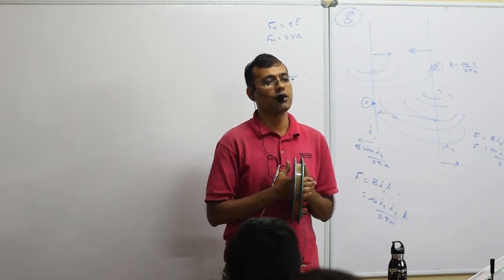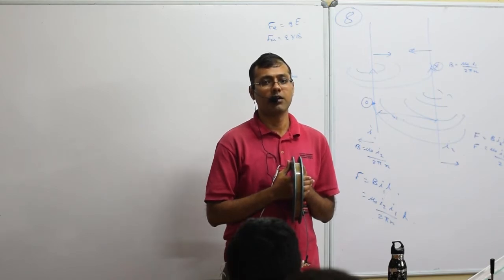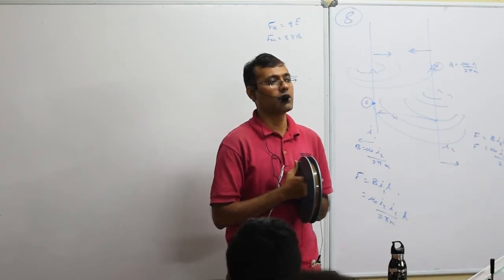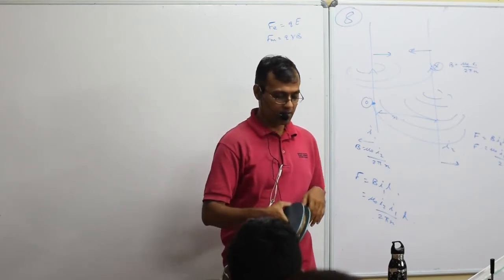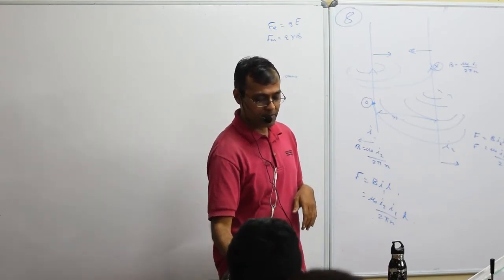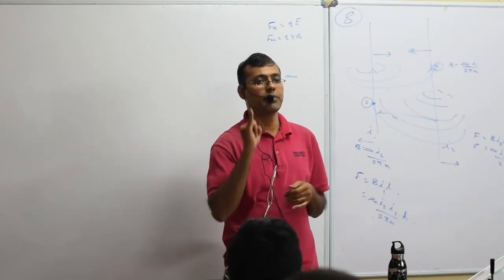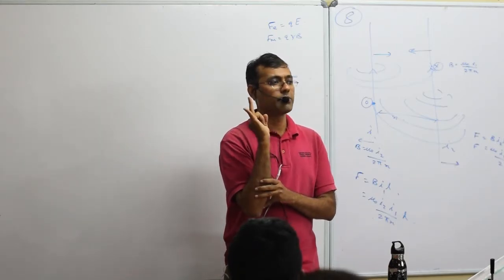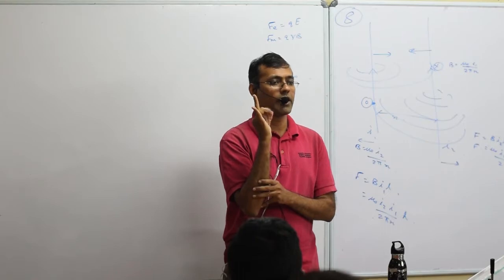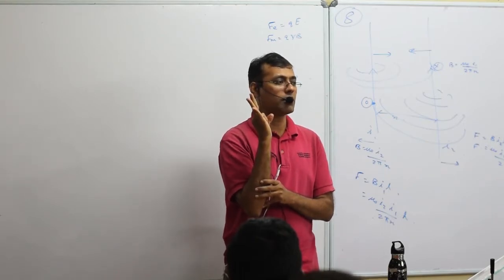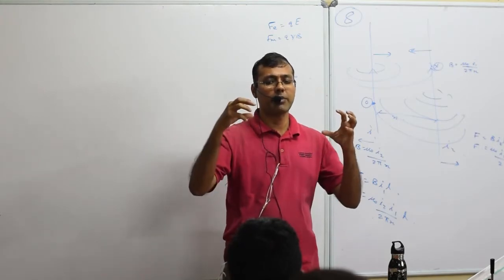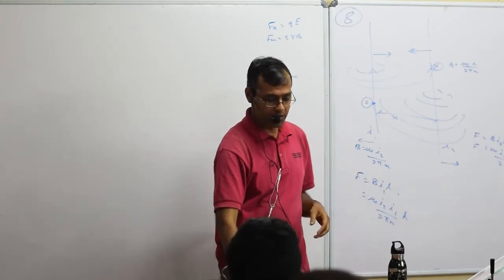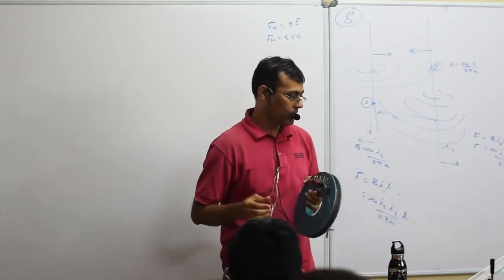What is phi? B dot A. B vector dot A vector, right? So BA cos theta. So what it means is, I can change the magnetic flux by changing the magnetic field, or I can be changing the area, or I can be changing the theta angle. So three things, right?